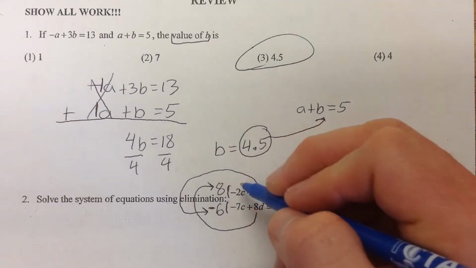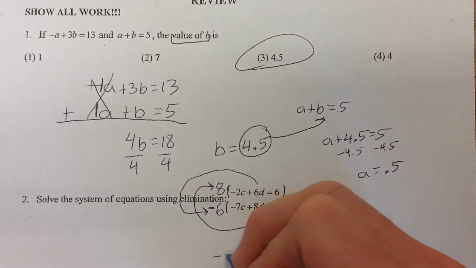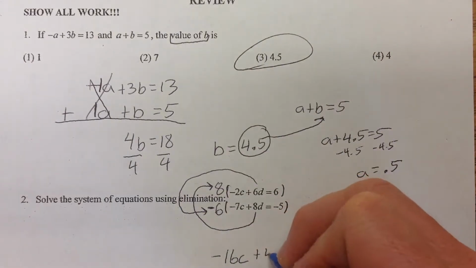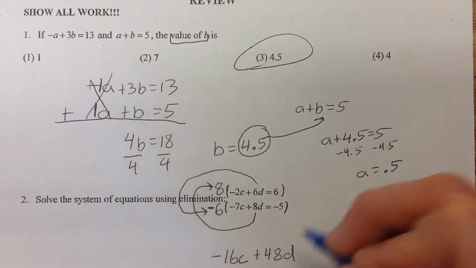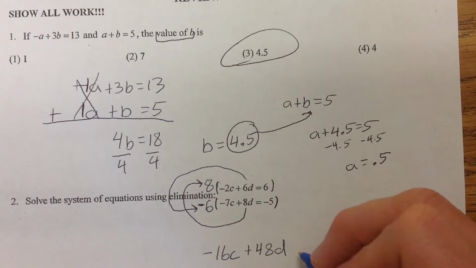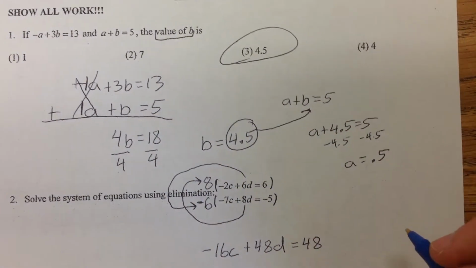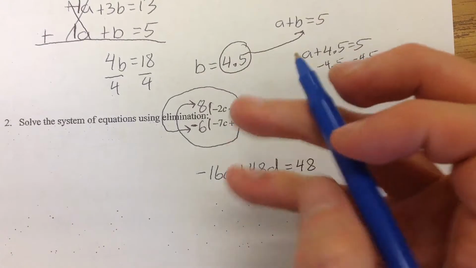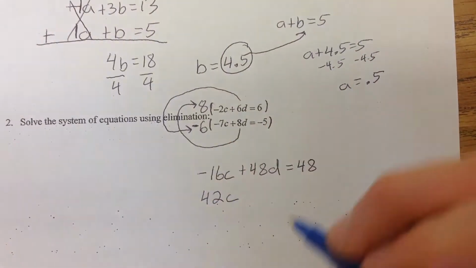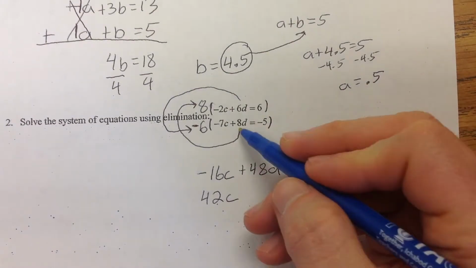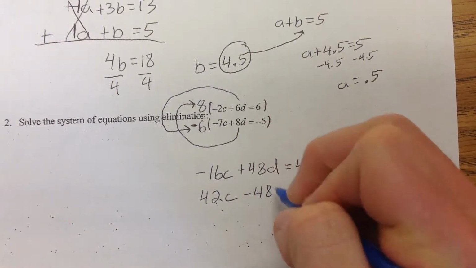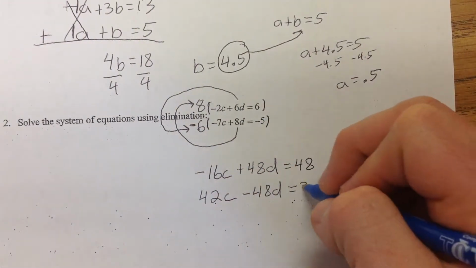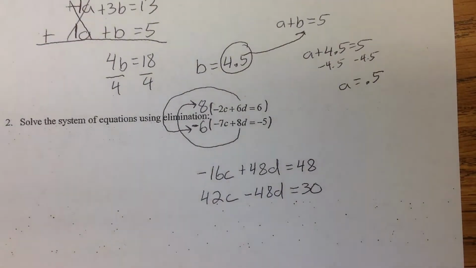All right, now I'm going to do my distribution. 8 times negative 2 is negative 16c. 8 times 6 is 48d. And then we're doing another 8 times 6, so that's just another 48. Down below, I have negative 6 times a positive 7, so that's going to be a positive 42c. I have a negative 6 times a positive 8, so that's going to be a negative 48d. And then I have a negative 6 times a negative 5. Negative times a negative is positive, and I get just a 30 there.